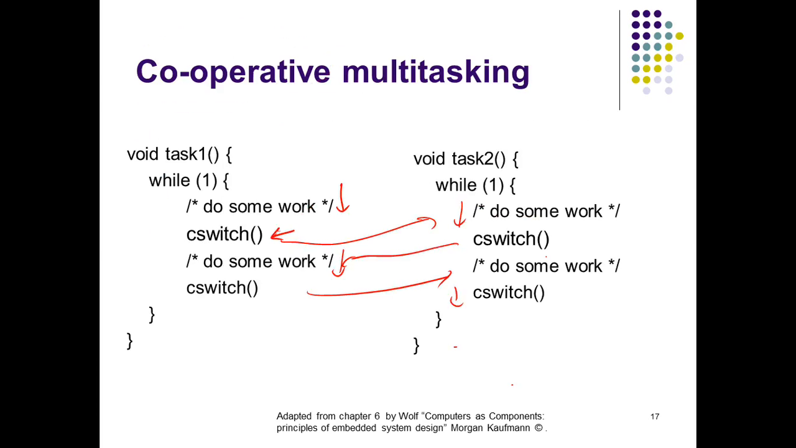So, who thinks cooperative multitasking is better than coroutines? Who thinks the other way around? Coroutines beat cooperative multitasking? No one. So some people think this one's better, some people think coroutines are better.